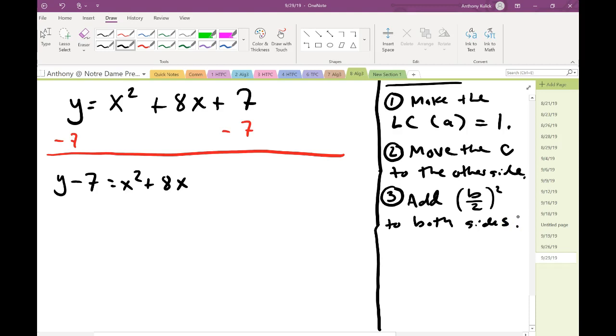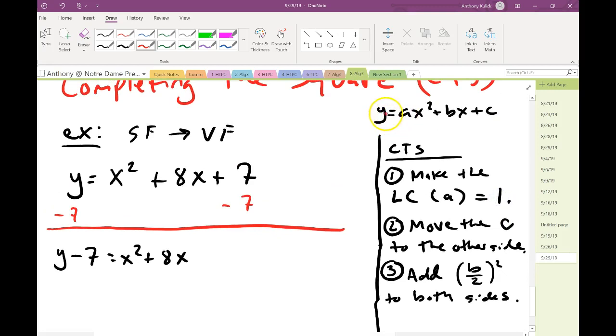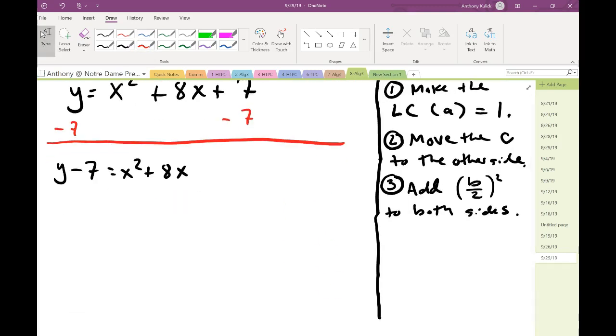The next thing we're going to do is add b over 2 squared to both sides. So again, when I am talking about these a, b's, and c's, we're talking about the coefficients in my standard form polynomial. So for this one, what is my value for b? It's 8, right? That's the b. So I'm going to add 8 over 2 squared to both sides.